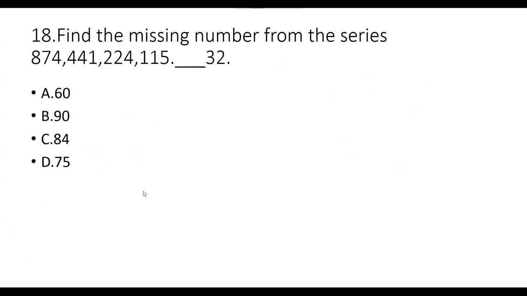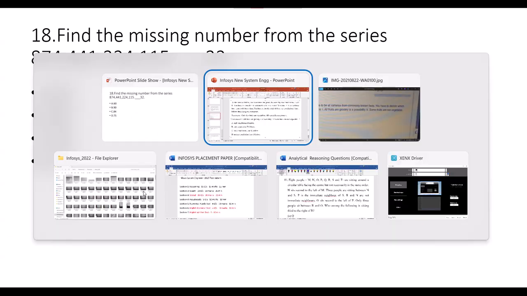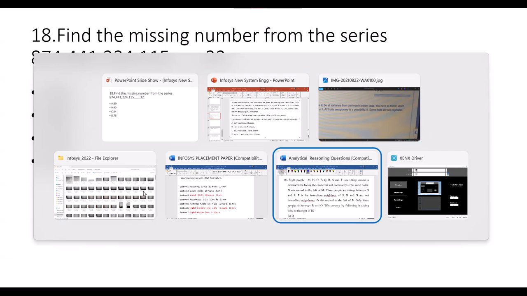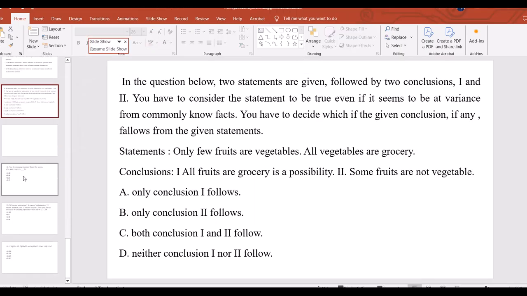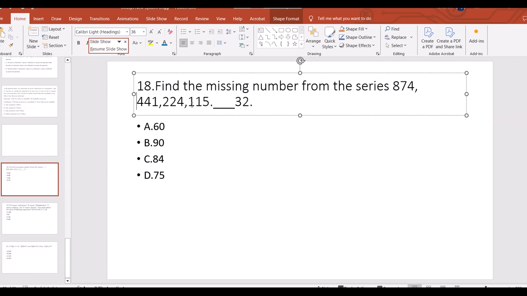Now I think you are comfortable with the series related questions. Series one next: 874, 224, 115, plan 32.